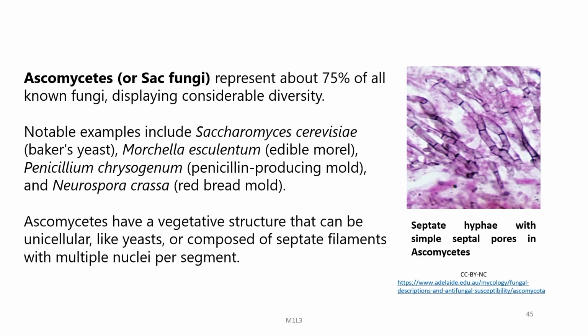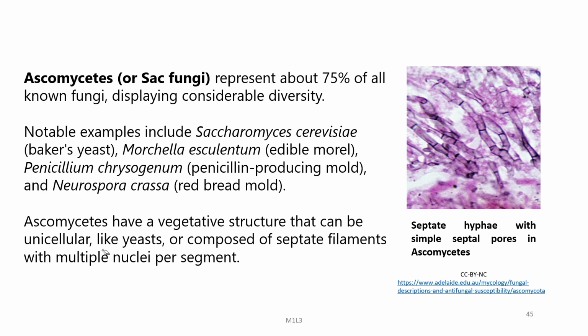Ascomycetes, or sac fungi, represent about 70% of all known fungi and display considerable diversity. Some notable examples include Saccharomyces cerevisiae, which we now call baker's yeast, then Morchella esculenta, then we have Penicillium chrysogenum and Neurospora crassa, which is a model organism like Saccharomyces cerevisiae.